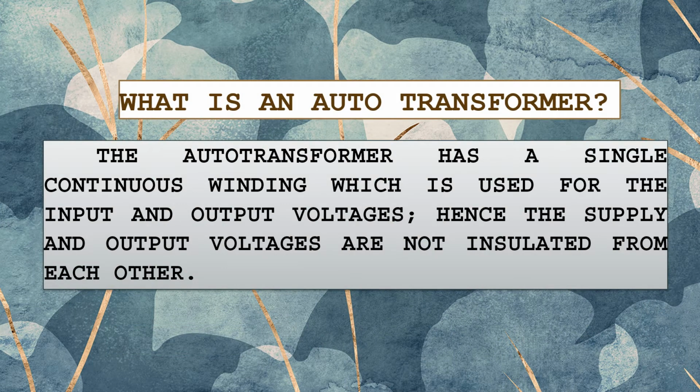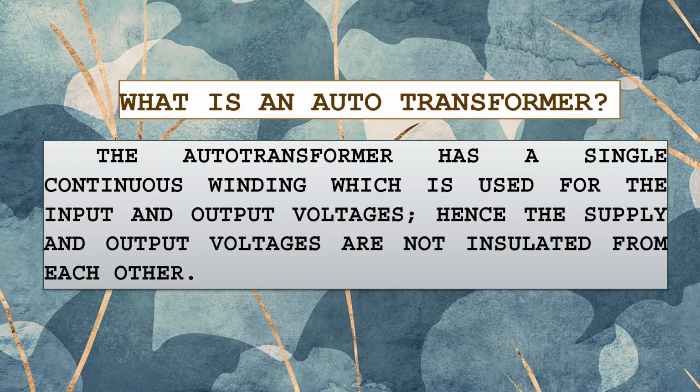By definition, an autotransformer has a single continuous winding which is used for the input and output voltages. Hence, the supply and output voltages are not insulated from each other. So in simple words, in an autotransformer, the primary and the secondary windings are interconnected to each other, forming one single winding.